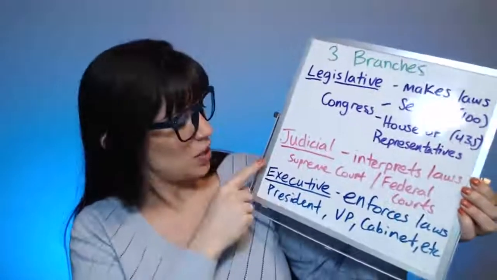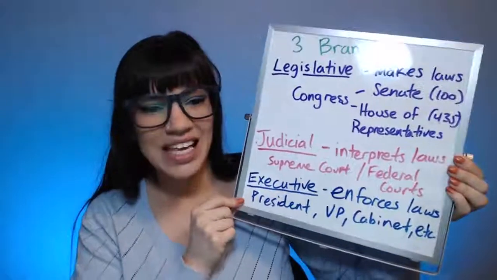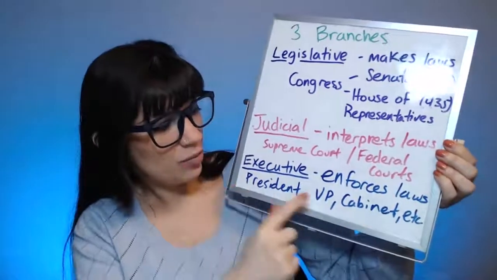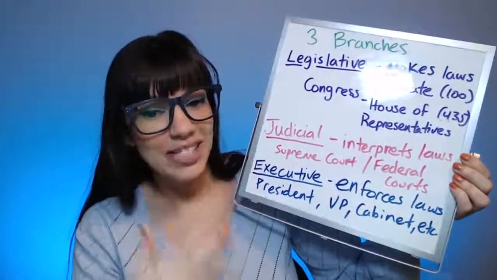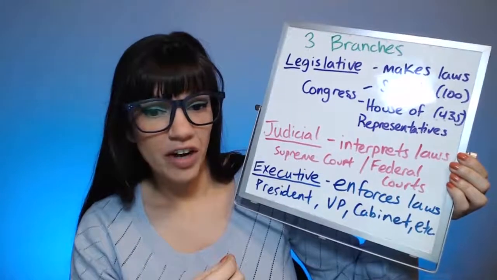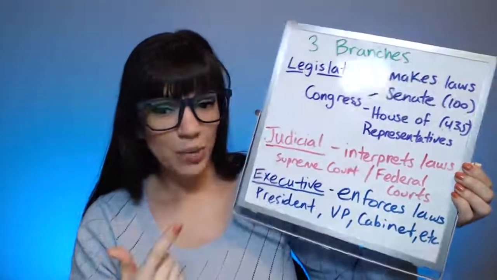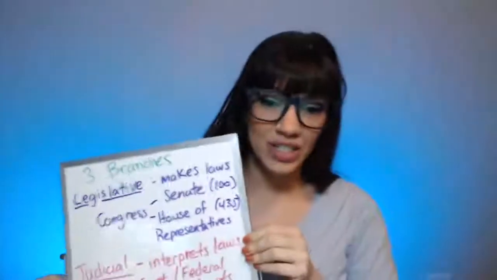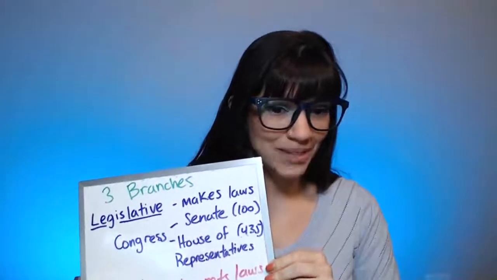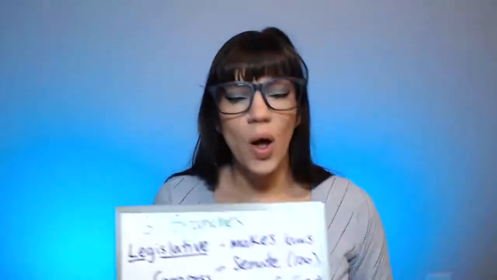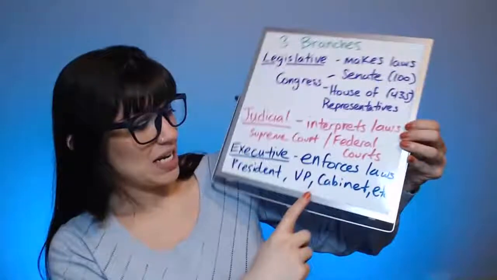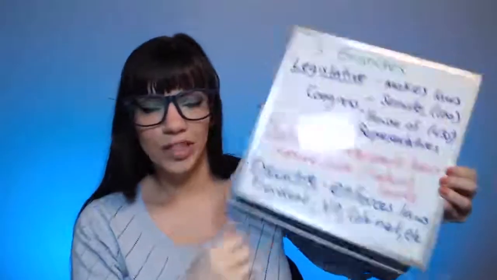Okay, so our last one, which is the one we'll be focusing on today, is the executive branch. The executive branch enforces or carries out the laws. So this branch of government includes the president, vice president, federal agencies such as the Department of Homeland Security, and the president's cabinet. So all those secretary positions that the president chooses, like Secretary of State, Secretary of Education, etc., those are all in the president's cabinet. So right now they're confirming some of those cabinet members, I believe.